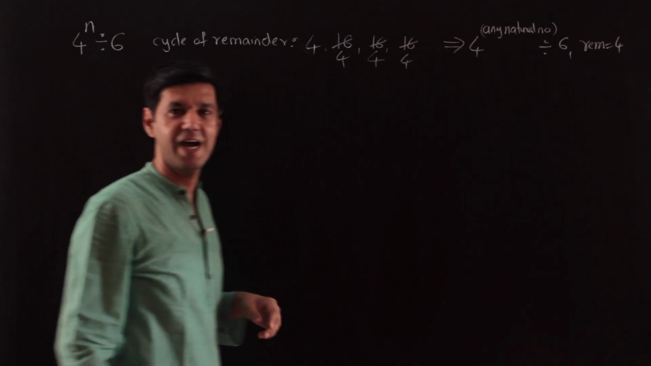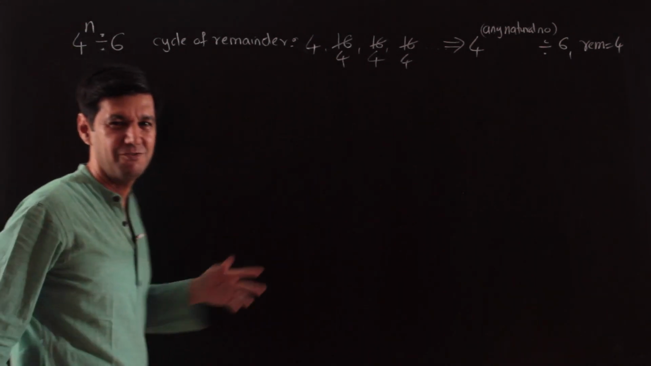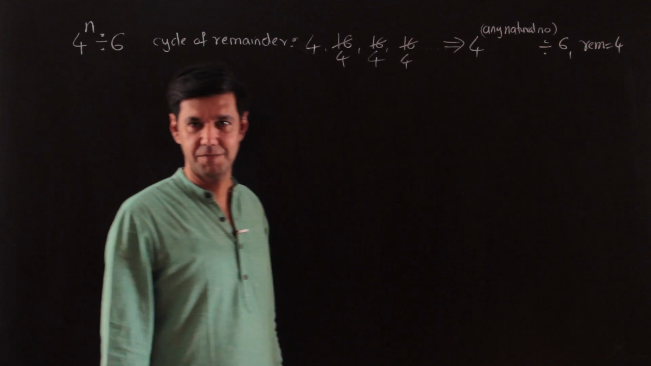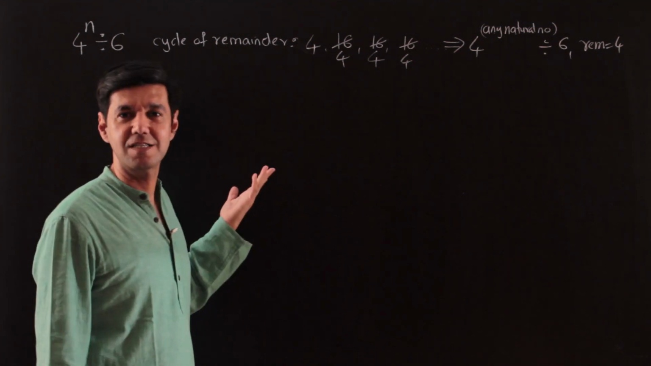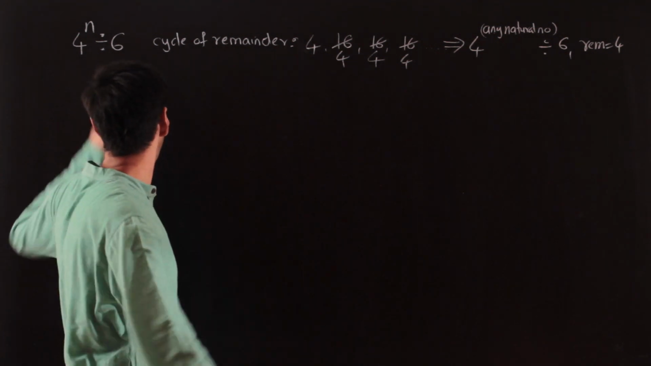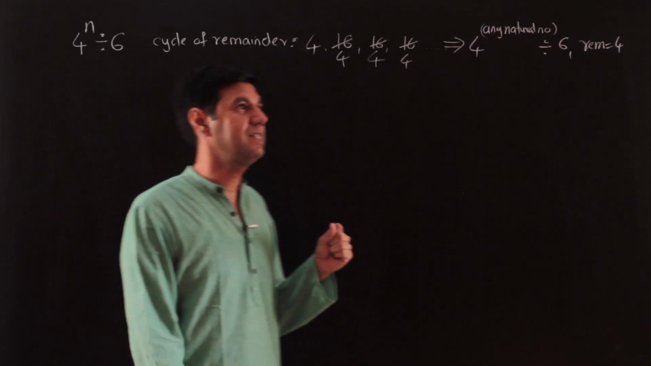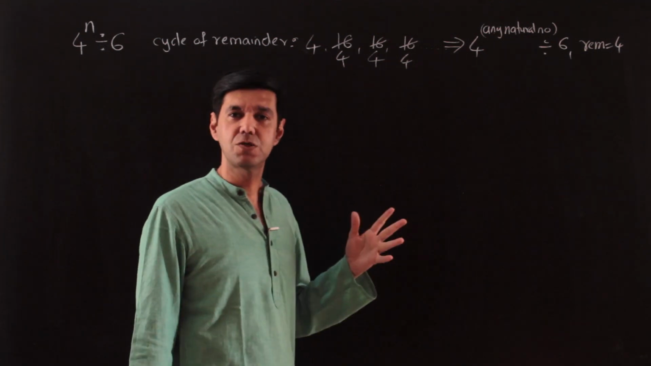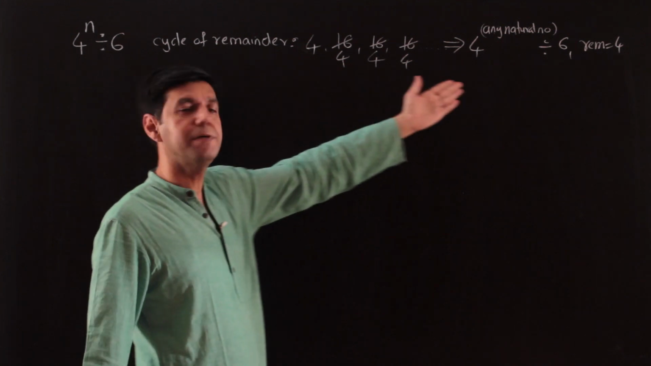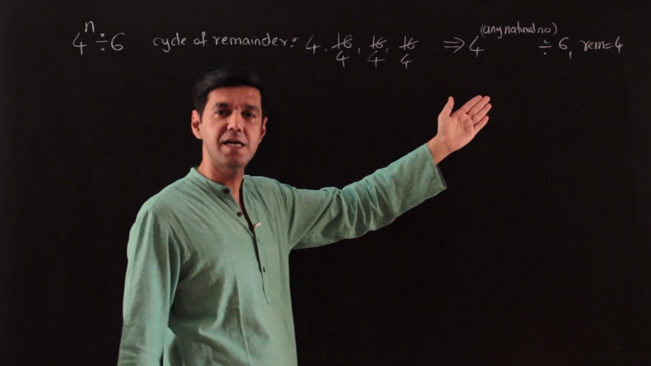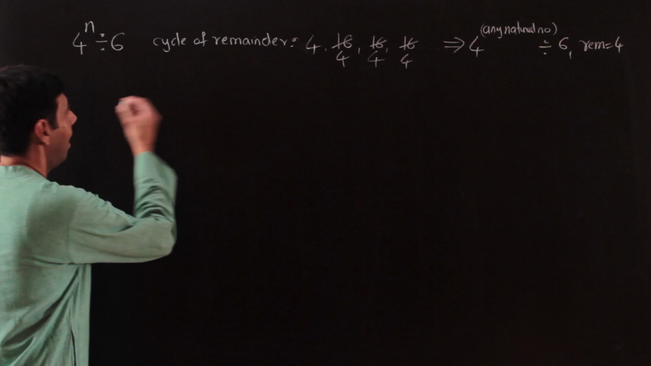And this was a question in CAT also. 4 raised to some value, 4 raised to 90, 96, something like this, divided by 6, what is the answer? So all those who work with Fermats and Eulers and so on just miss out a simple straight question like this. Let's just write the cycle and your answer is immediately there.